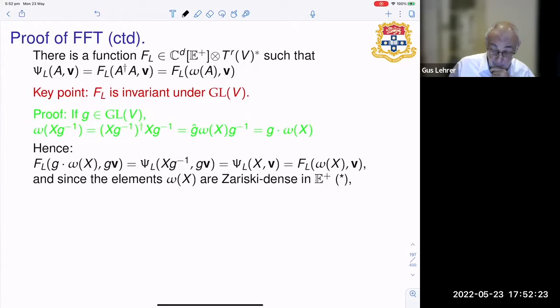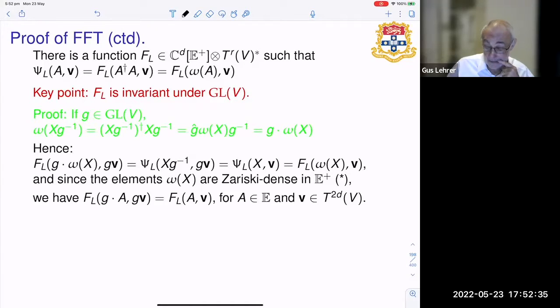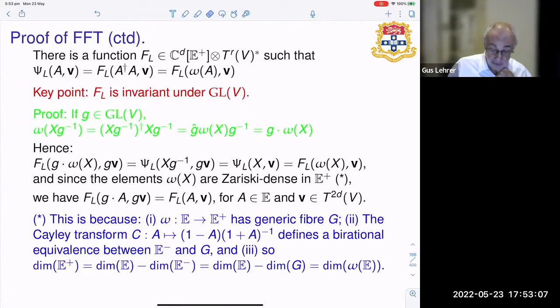And since the elements omega of X are Zariski dense in E plus, it's something which you need to check. I can come back to that if anybody wishes me to. We've got that this equation holds because it holds on a dense subset, and the function is defined in the whole space, that this is true. This is a justification of why omega X is Zariski dense.